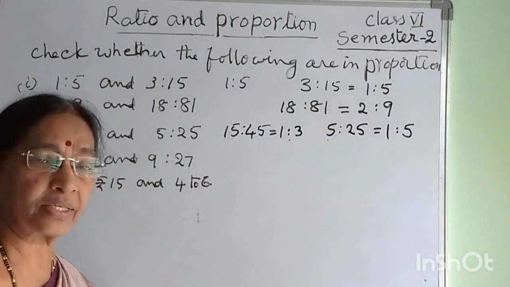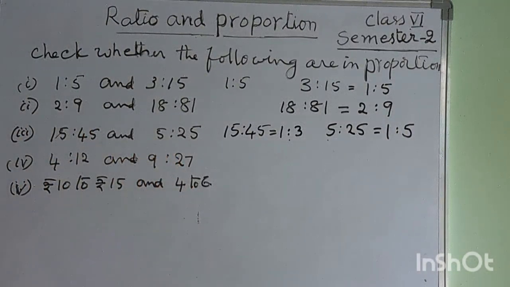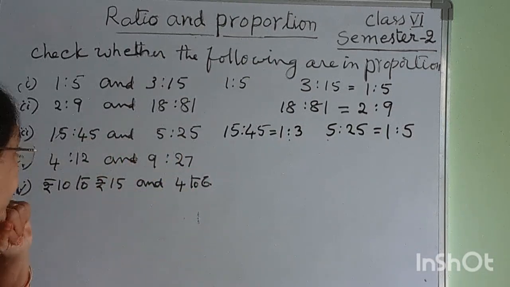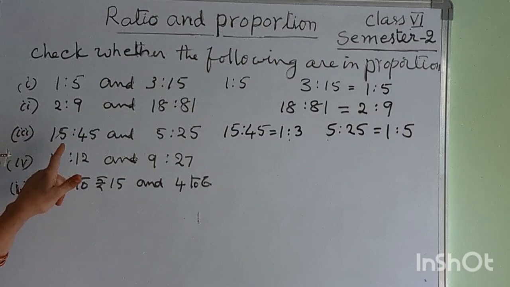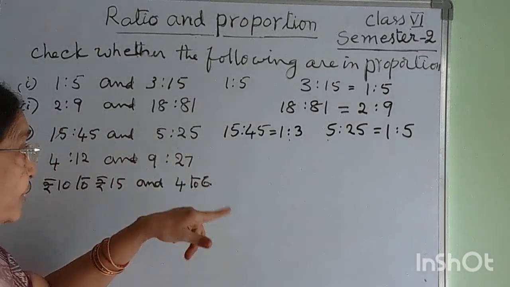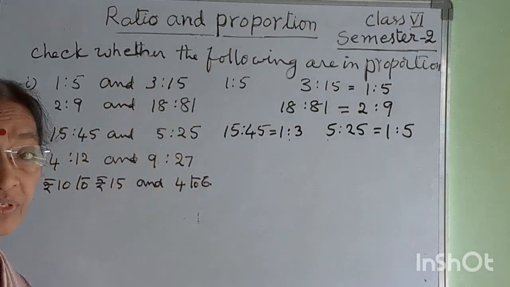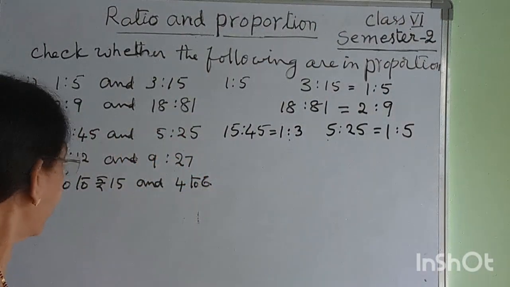So they are not equal. So these two ratios are not in proportion. If they are in proportion, see 15 3s 45. But 5 3s 15 only. If it is 15, they are in proportion. It is 25. Therefore, they are not in proportion.